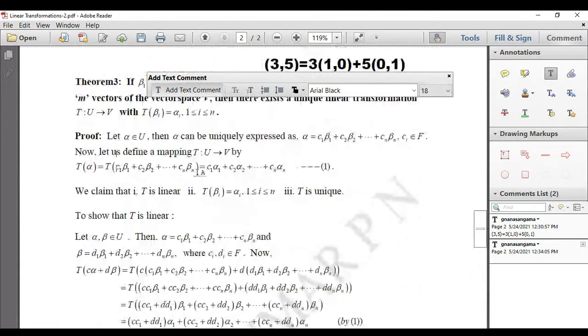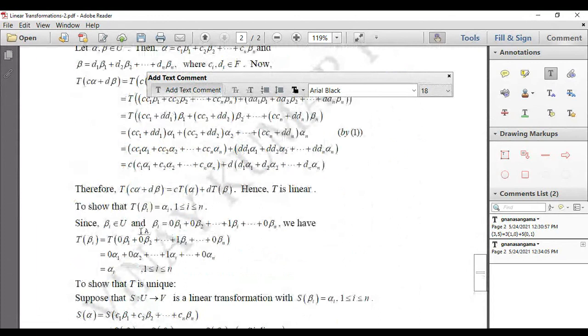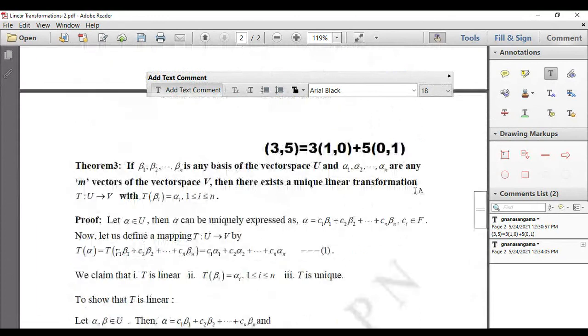Now this is of this form. Image of this will be C1 into beta 1 replaced by alpha 1, beta 2 replaced by alpha 2, etc., up to beta n. So by that result, I can write this one as 0 into alpha 1 plus 0 into alpha 2, etc., up to 1 into alpha I, etc., up to 0 into alpha n. If you multiply and add, you will get alpha I. So we got T of beta I is equal to alpha I, where I runs from 1 to n. So that is the second condition which was needed. So we got a linear transformation T from U to V with T of beta I equal to alpha I.